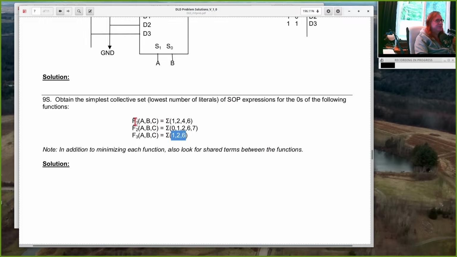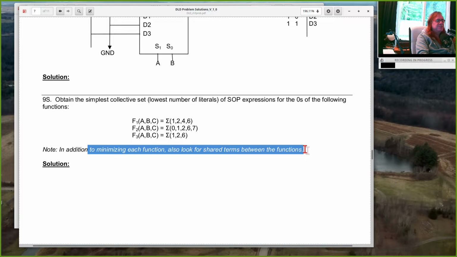So if you were actually building a circuit that was supposed to produce all 3 of these outputs, and let's say F1 had to calculate A bar, B bar. Well, if F3 also needs to calculate A bar, B bar, you don't need to calculate that twice. You can calculate it once up here and use it in the part of the circuit that generates F3. So this is saying look for shared items, shared terms between the functions. So taking that into account, what's the smallest number of things you have to calculate? AB, A bar, B bar, AC, C bar, B, A bar, those kinds of things. What's the smallest number you can get away with?